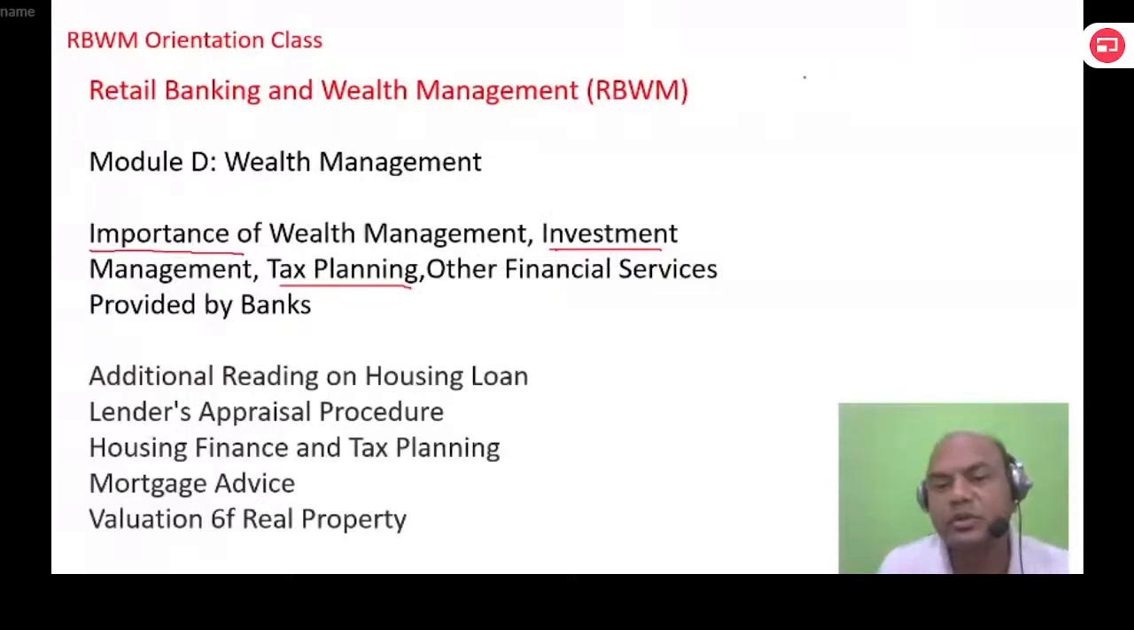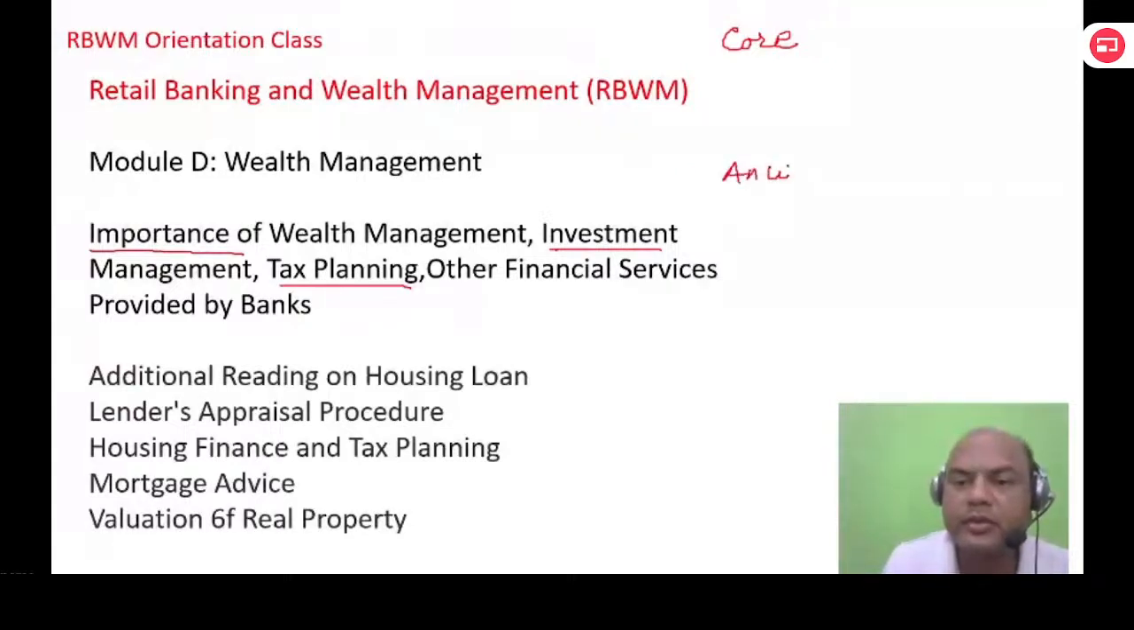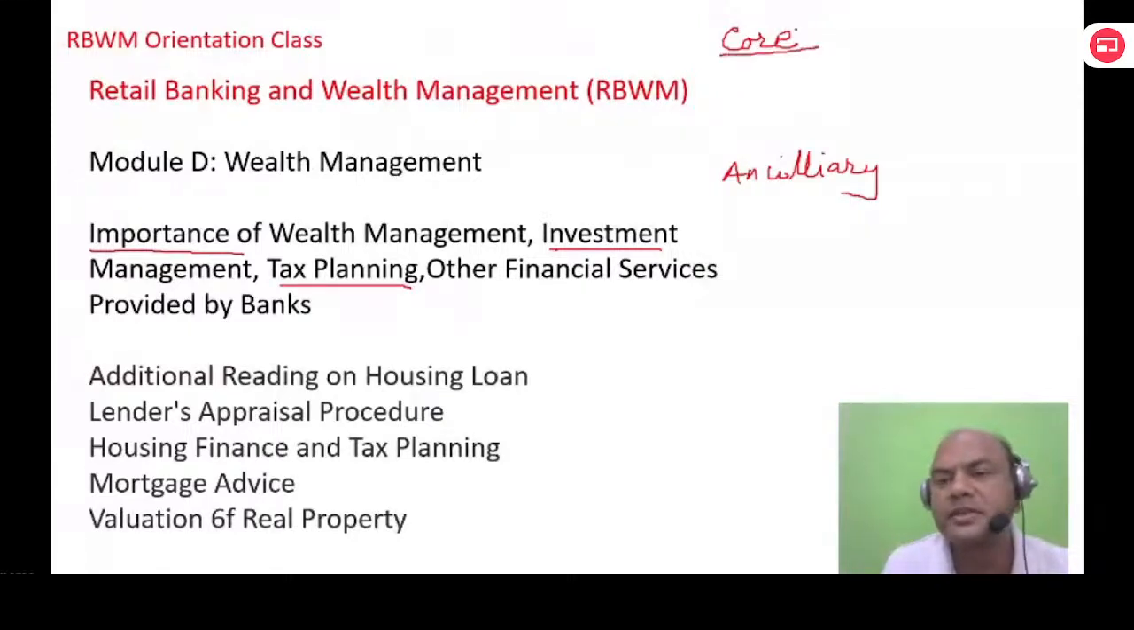Bank has 2 types of products. One is core product, and second is ancillary product. So what is the core product of the bank? Core product means your basic products. Core means your bread and butter, we call it. What are the core products of the bank?